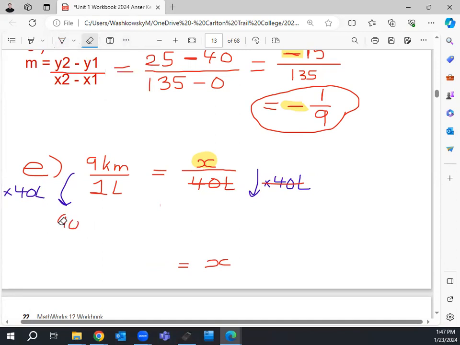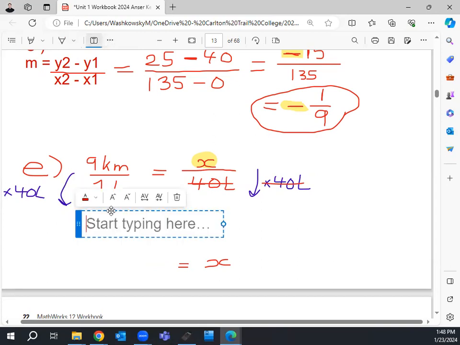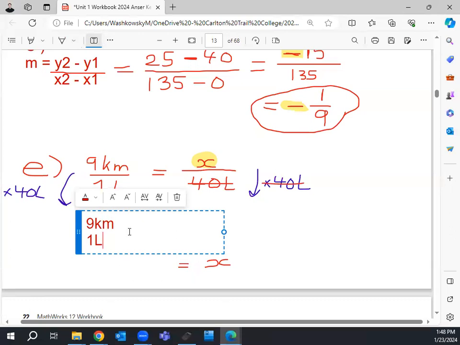I'm just going to follow exactly how it says. It's going to be 9 kilometers over 1 liter. I'm going to write that in. It's going to be 9 kilometers divided by 1 liter, and all of that is being timesed by 40 liters.